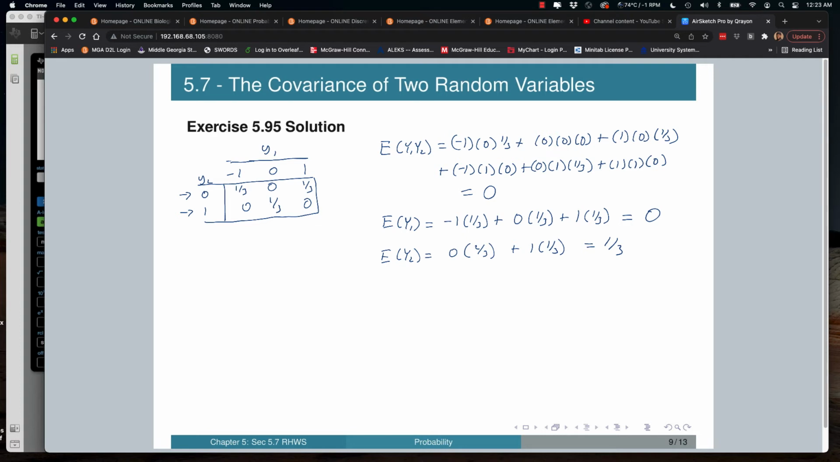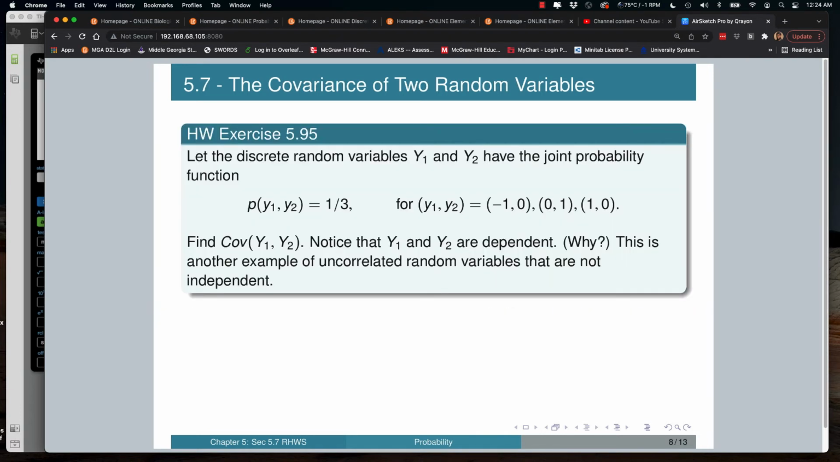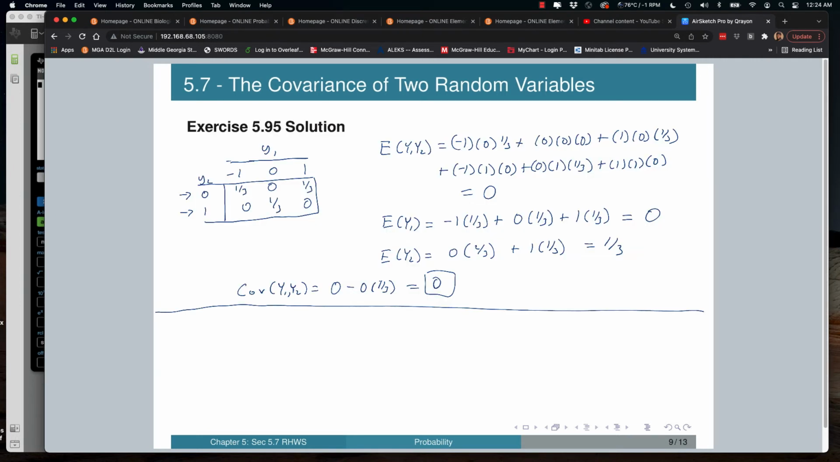All right, so the covariance of y sub 1 and y sub 2 is just going to be equal to 0 minus 0 times 1/3, which is just 0 no matter how you cut it. So that's 0. But the problem was saying, notice that y sub 1 and y sub 2 are dependent, and asked why they are dependent. Well, it's not really so much a question of why here, it's just showing that it is. So we got 0, right?